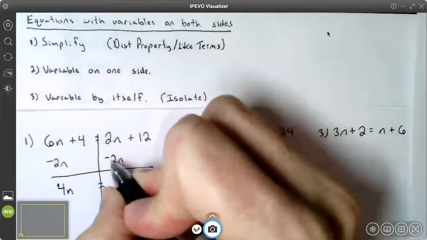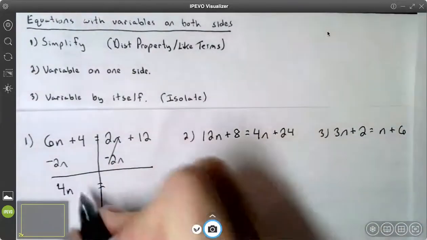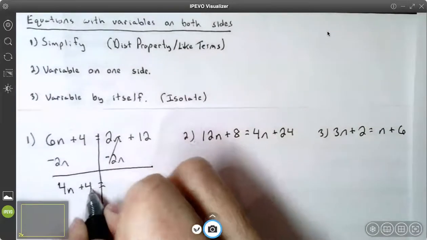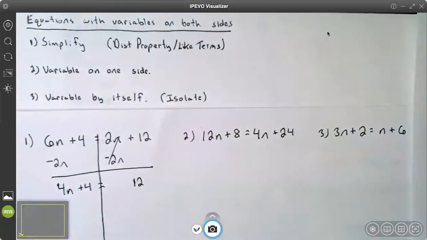On the right side, those cancel each other out. I'll bring down the plus 4 on the left. I'll bring down the plus 12 on the right. Actually, I don't even have to write plus 12. It's understood to be positive. Now we have a simple 2-step equation.